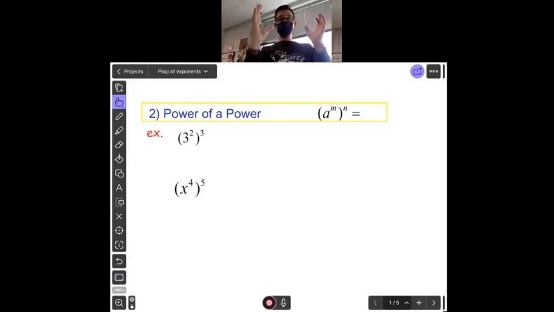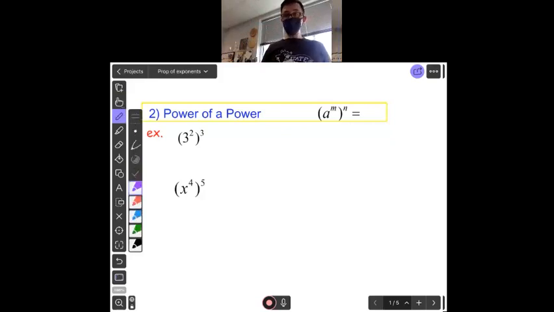Notice how we now have a base with an exponent on it inside parentheses with another exponent, right? So it's an exponent on an exponent. This goes to the essential question: how do you square a cube? How do you cube a square? All right? How would I say this?